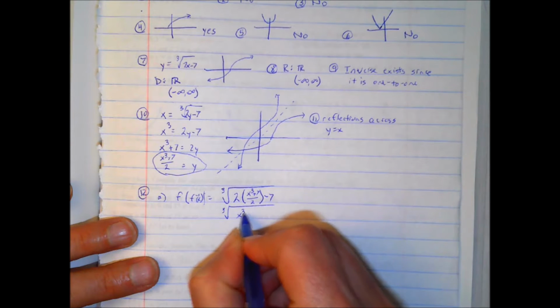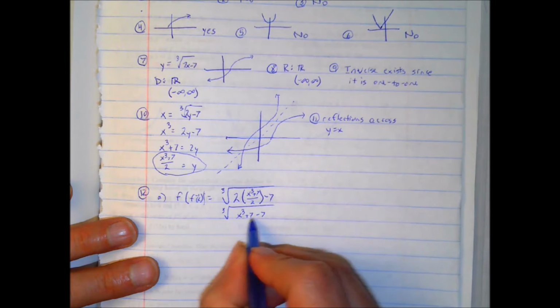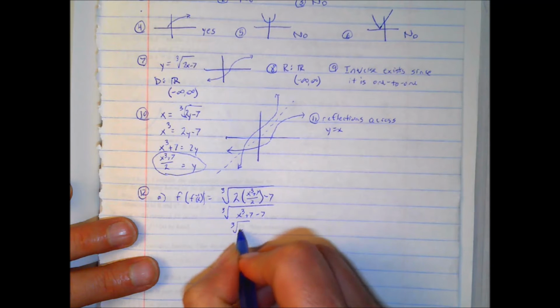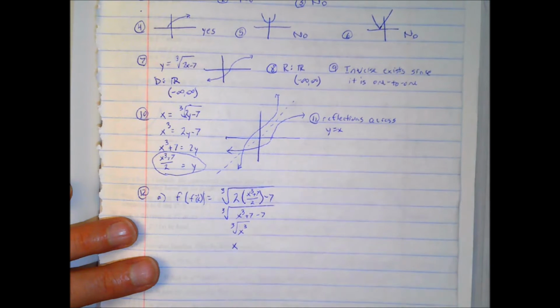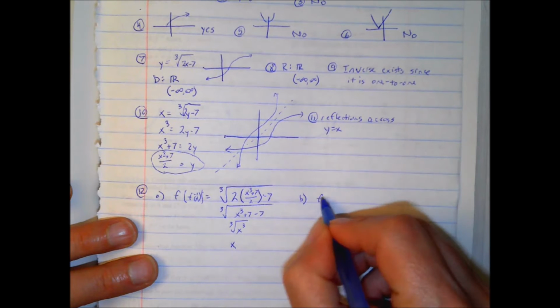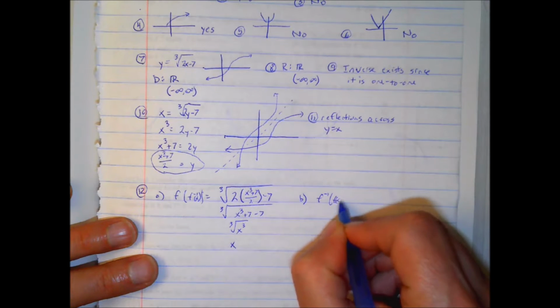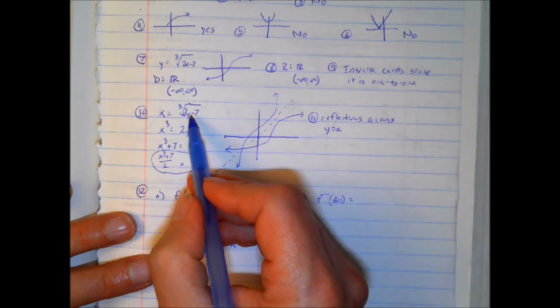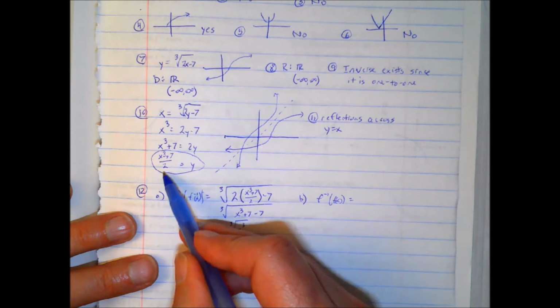Okay, so the cube and the cube root cancel. So 2x minus 7 plus 7 over 2. Those two cancel, it's 2x over 2, and dividing gives you x. So yes, they are inverses. We did it correctly. Number 13.